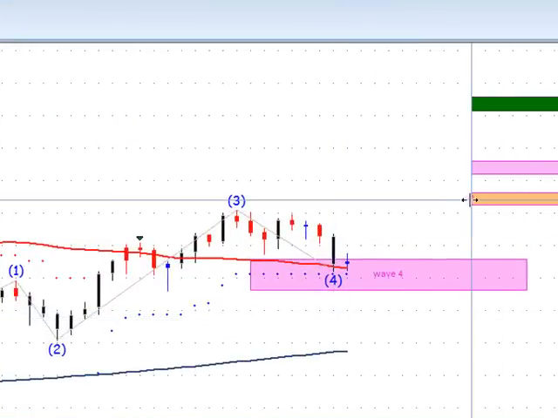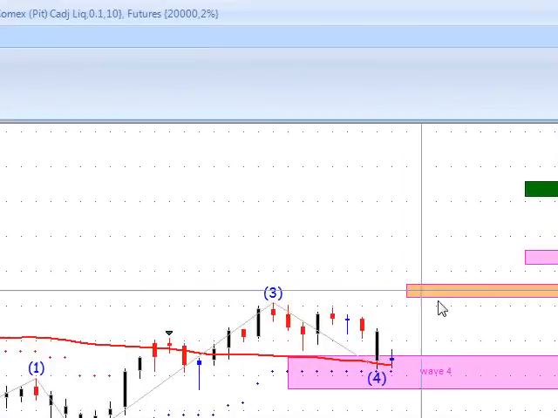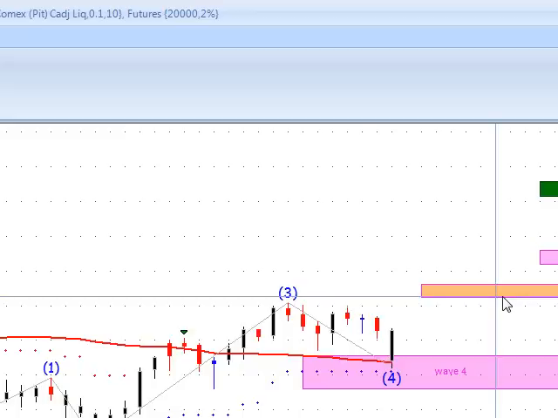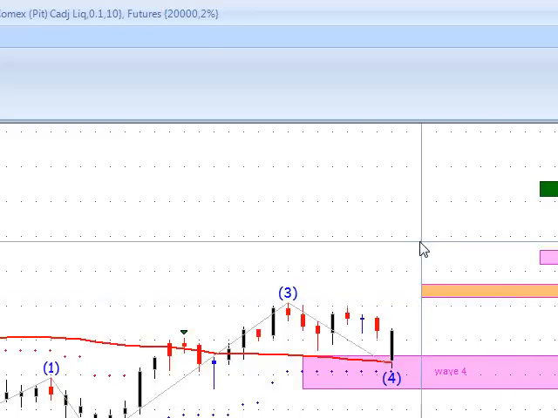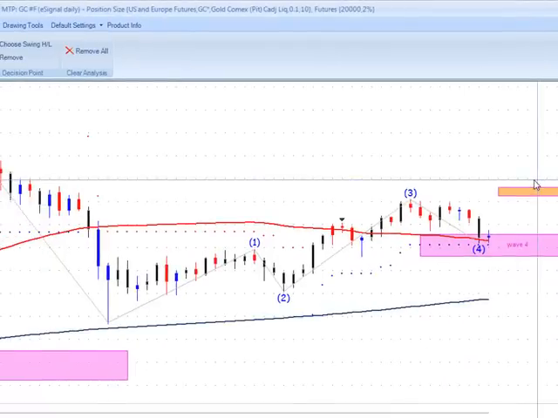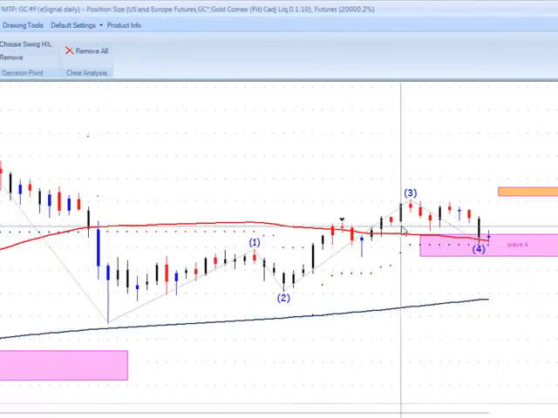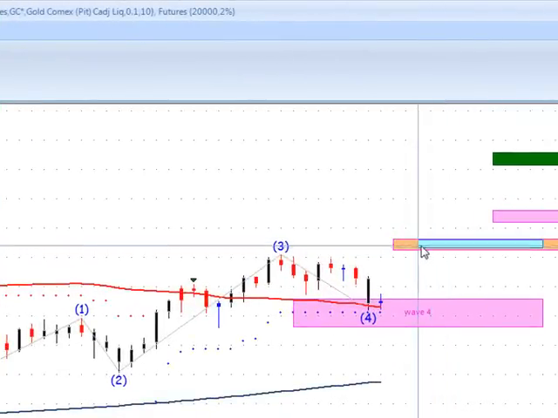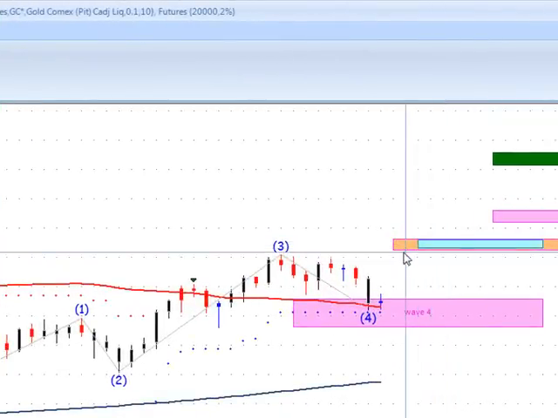Okay, so our minimum wave 5 target will come in just about 1813. Okay, we can also take a decision point off the wave 3 swing here, so we got a confluence of resistance in that area right around 1813 to 1816 area.